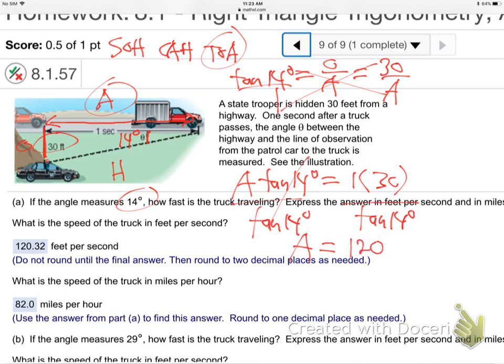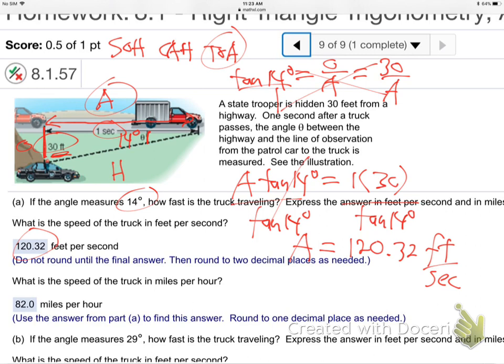It's 120.32. That's how I got that answer right there. And that's feet, right? Everything's in feet. This is 30 feet, and this is in 1 second. He went that many feet in 1 second, so that becomes feet per second. That's how many feet the truck covered in that 1 second. That's a rate, 120 feet per second. So I'm basically busting the guy going 120 feet per second.